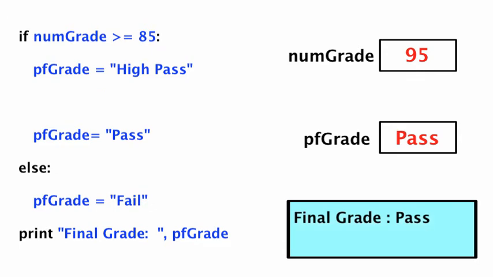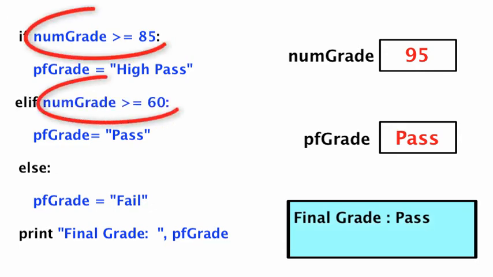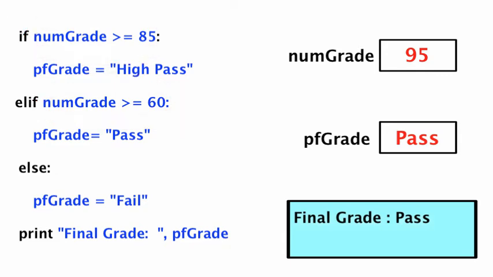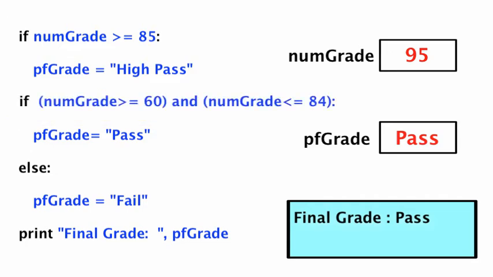One problem is that the original code only tested the lower bounds of the grade ranges because it leveraged the fact that after the first true condition of an if-elif statement is found, the remaining conditions are skipped. So let's adjust the second condition test so that it is true only if num grade is really between the bounds of 60 and 84, giving us if num grade is greater than or equal to 60 and num grade is less than or equal to 84.